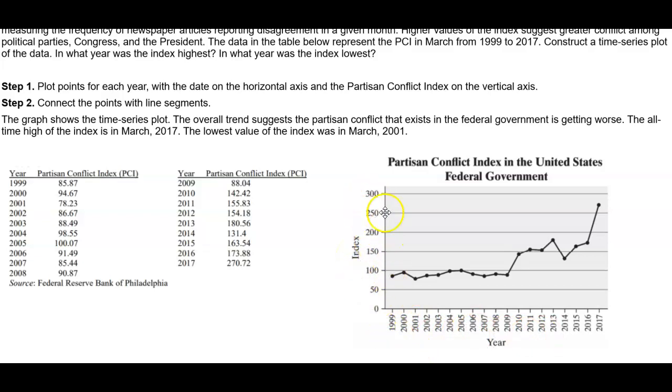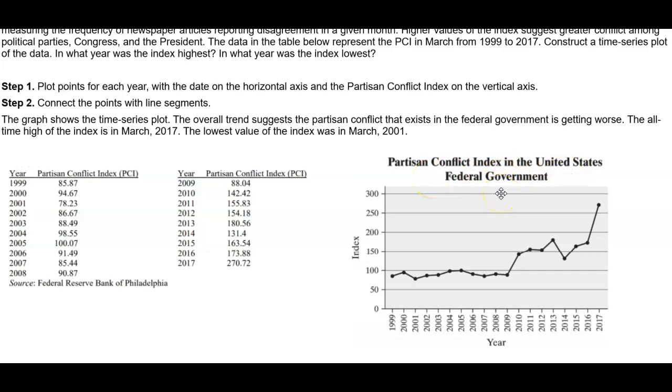And so how do we determine these numbers? Well, we need to look at the values here. Okay, so it's important to start here at 0, but then the largest number that we end up seeing is 270. So therefore, we're going to go in increments of 50 to go up to 300. So we're going from 0 to 50, 50 to 100, 100 to 150, 150 to 200, 200 to 250, and 250 to 300. And then, of course, we're going to title this as Partisan Conflict Index, United States Federal Government.